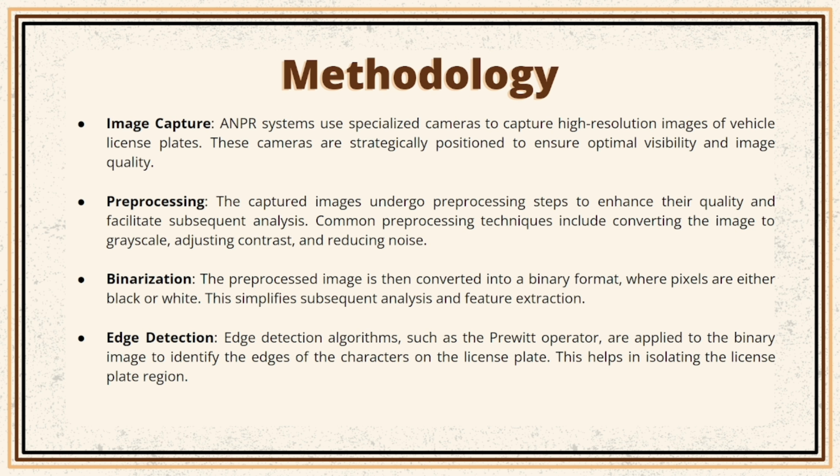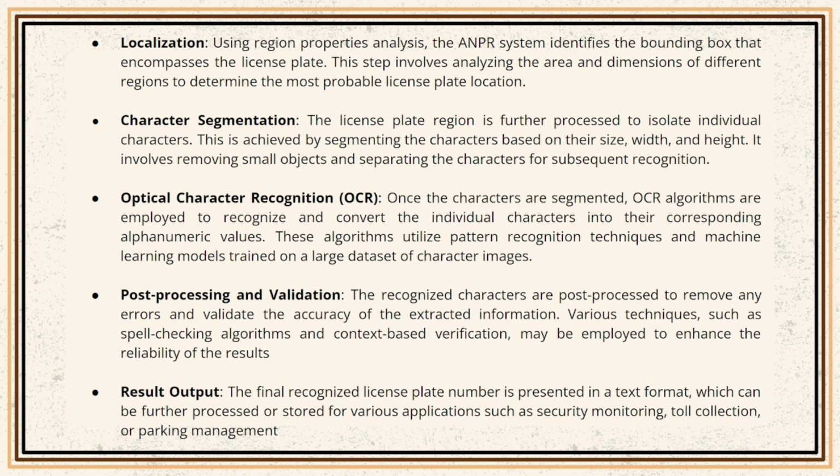So for edge detection, algorithms such as the Prewitt operator are applied to the binary image to identify the edges of the characters on the license plate. This helps in isolating the license plate region. Next is localization. Using region property analysis, the ANPR system identifies the bounding boxes that encompass the license plate. This step involves analyzing the area and dimensions of different regions to determine the most probable license plate location.